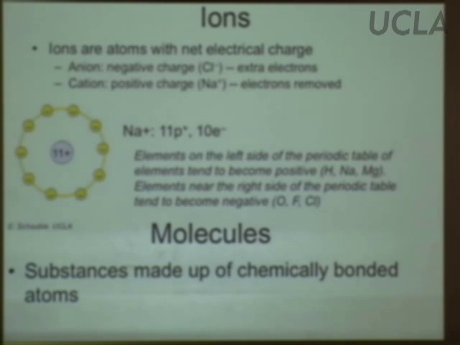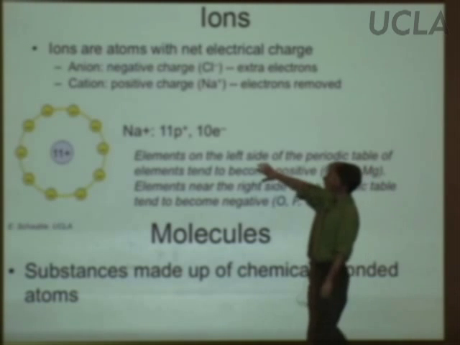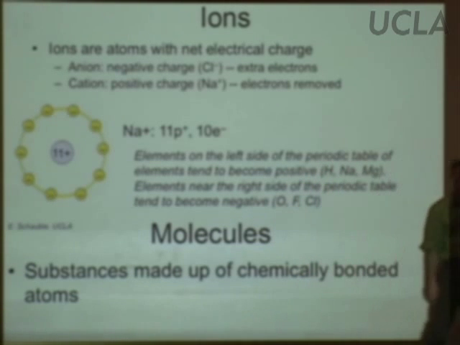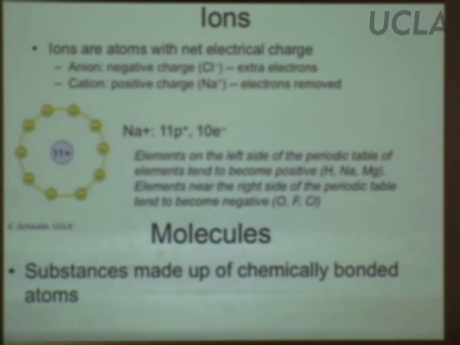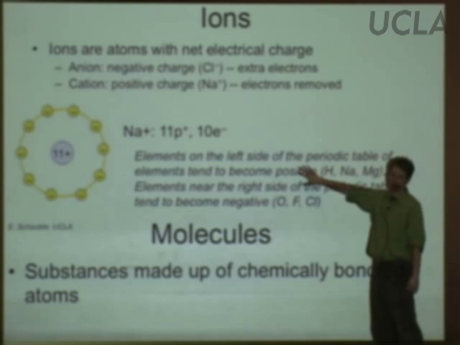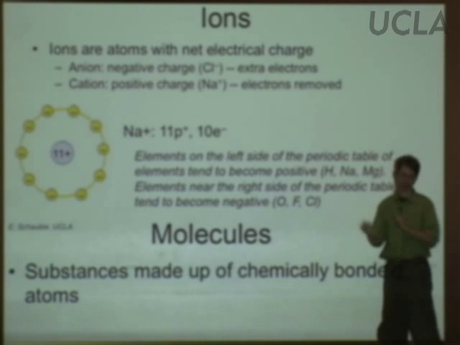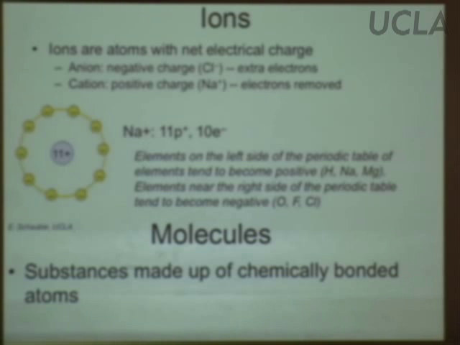And this is, in fact, common. Elements on the left side of the periodic table tend to lose electrons and become positively charged. Elements on the right side of the periodic table tend to take up extra electrons and become negatively charged. And of course, we can not just have atoms have a net positive or negative charge, but we can actually bond them together and make complex molecules that contain more than one atom bound together in some way. Okay, so let's look at that in a little more detail.